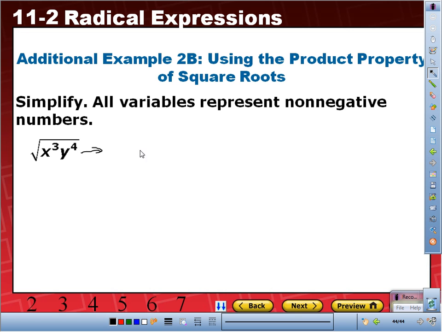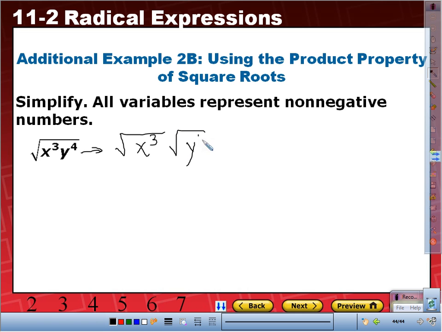From here we do the product. Y to the fourth. X cubed y to the fourth. This becomes square root of x cubed, square root of y to the fourth. Now, at this point, I can simplify this second one. Why? Check this out. Pens down, eyes up here. If I have x to the 10th, this becomes x to the 5th because there's an invisible 2 here, and all I have to do is divide the exponents.